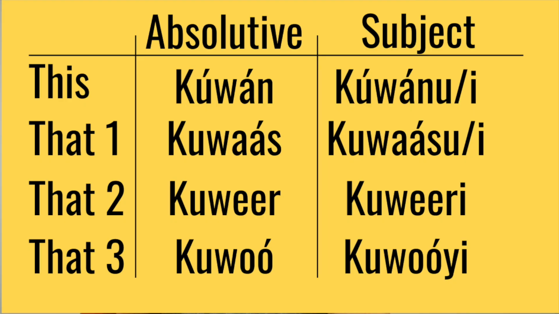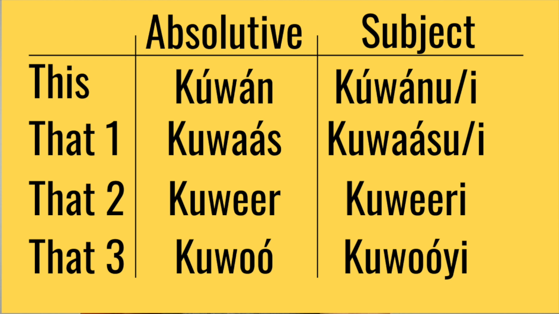Let's run through the ways of saying this, that a bit further away, and then that very far away. You'll probably recognise this, but we have a column for the absolutive case, and a column for the subject case as well. So if we're saying this, we have kuwan, for that we have kuwas, for that all the way over there we have kuwer, and for that very, very far over there we have kuwo. In the subject column, all we're doing is adding a u or an i on the end. So we'd have kuwanu or kuwani, kuwasu or kuwasi, and then kuweri.